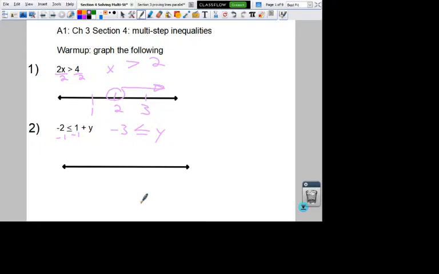Alright, so let's back up a little bit though. Back up, dark circle. You're missing something first, Adelia. Alright, on this one, I get negative 3 less than or equal to y.